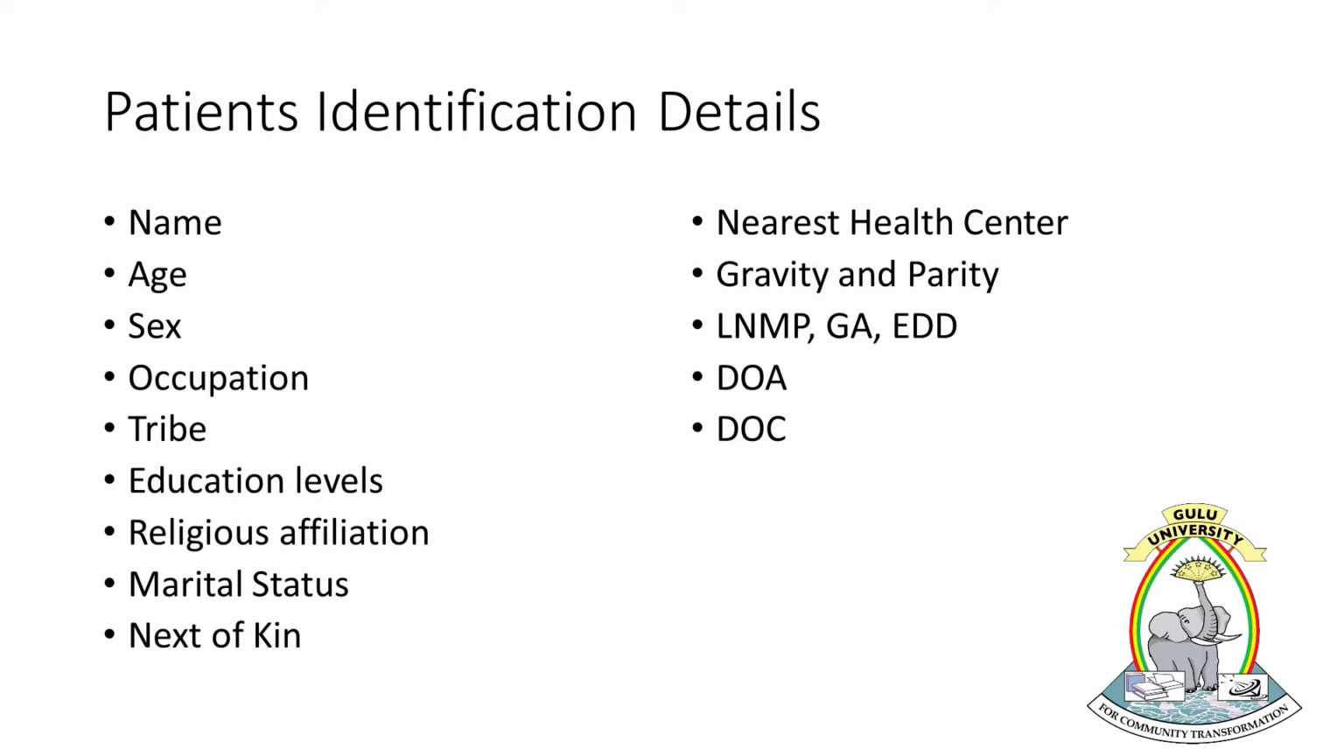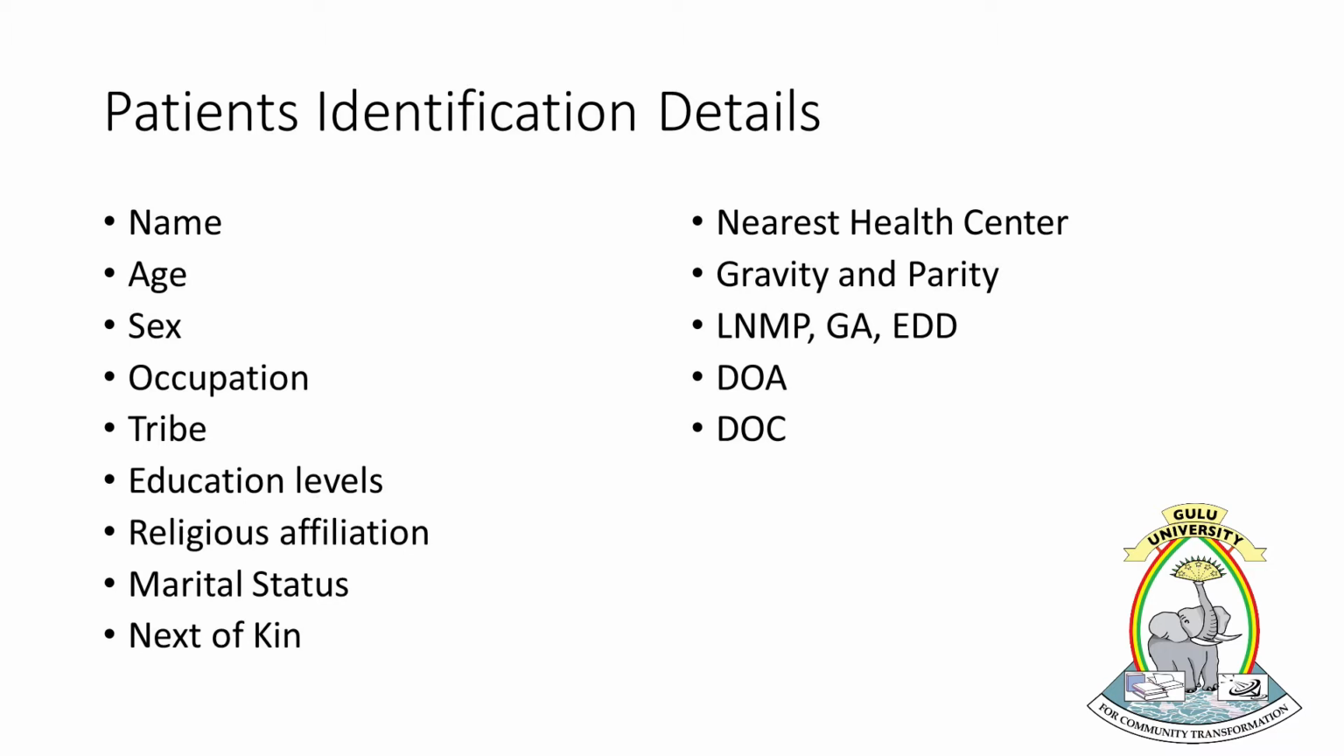Religious affiliation: for a religion like Jehovah's Witness, you know that they actually don't accept blood transfusion. So it's important to have that at the back of your mind. Certain religions do not allow you to use contraception, family planning, especially the modern family planning methods. So it's important to look at that.